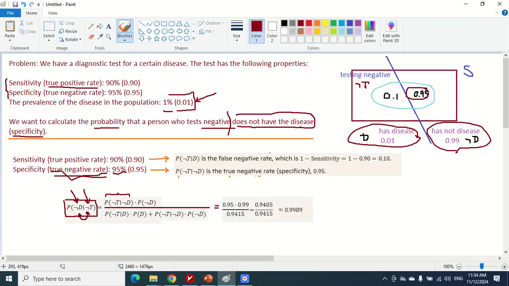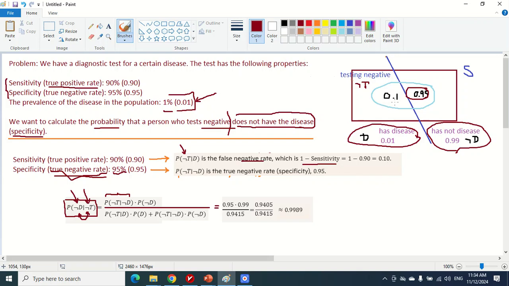So over here we want to know about the negative test, the people who get the negative test, and for the people who do not have the disease, this one is 0.95. I mean, this is the accuracy of that test. And for the people who have the disease, if we want to know the probability of getting the negative test, that is the false negative rate, and it's equal to 1 minus sensitivity, which is 1 minus 0.9, and 0.1 is the number.